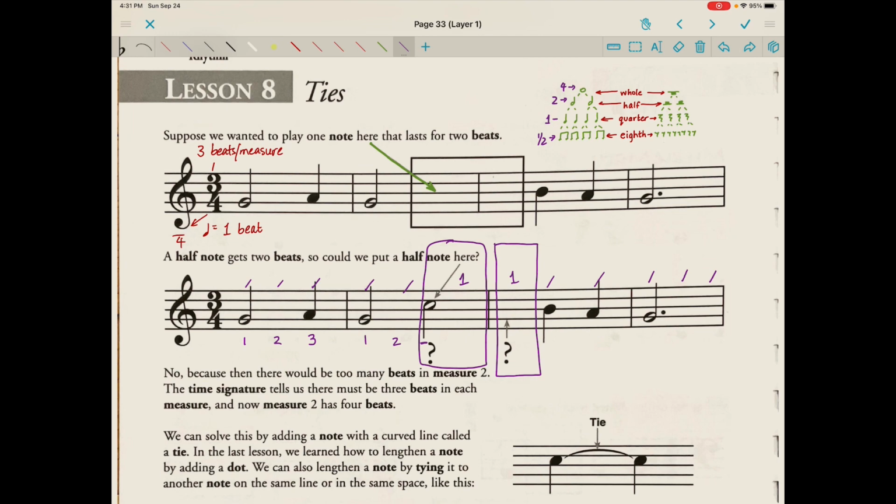In the last lesson, we learned how to lengthen a note by adding a dot. We can also lengthen a note by tying it to another note on the same line or in the same space, like this. So he shows you this curved line, which is called a tie because it is connecting 2 notes that are in the same space.